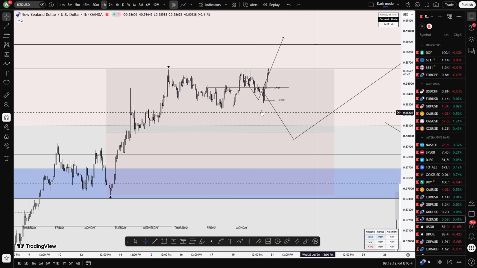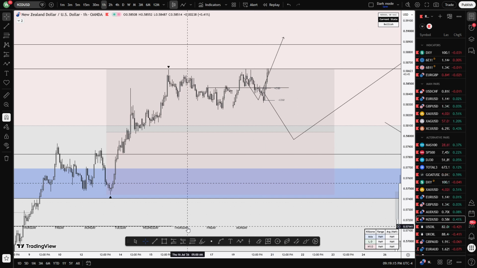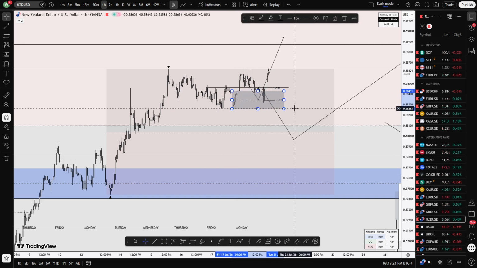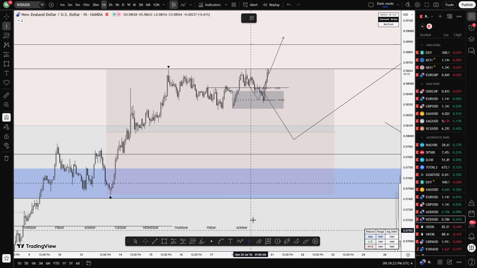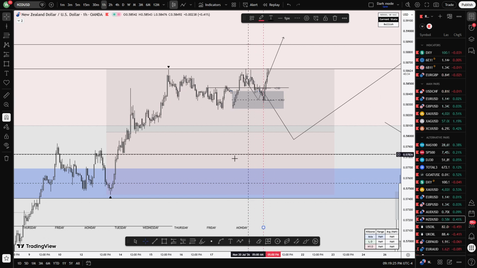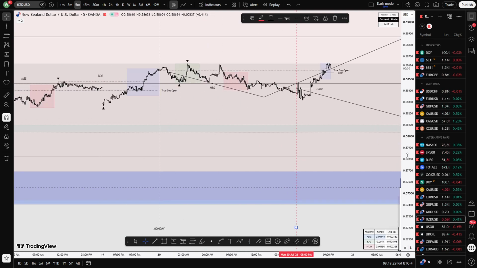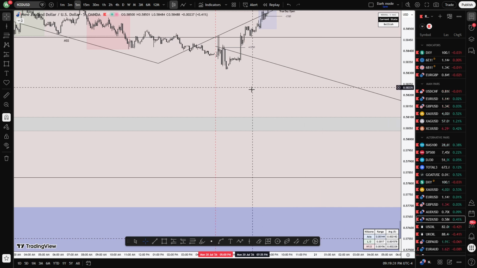The only way I would have gotten into this is after price had tagged this gap here. Price tagged it. So let's go to the lower time frame. I would have gone to maybe 5 minutes, and then watch for this. So watch this.